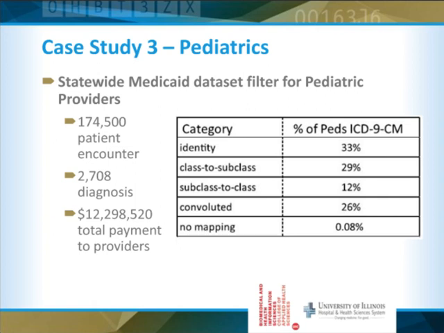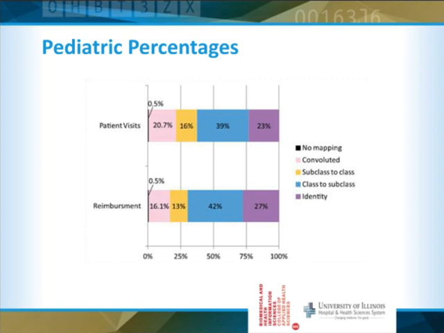However, if you go to the next slide, the slide titled Pediatric Percentages, when you look at no mapping compared to the overall statewide database, you're actually at 0.5% no mapping. And when you look at the percent for practicing pediatricians, what percentage are convoluted or having a hard time running reports, you actually have 20.7% of the patient visits and 16% of the reimbursement. So a little bit easier than the overall.